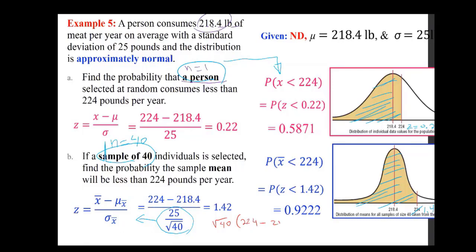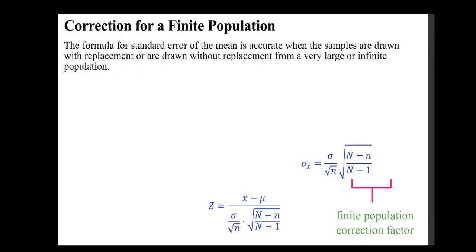So if I were to rewrite this, it becomes square root of 40 times 224 minus 218.4 divided by 25. Correction for a finite population. The formula for standard error of the mean is accurate when the samples are drawn with replacement or are drawn without replacement from a very large or infinite population. What you're looking at is called the finite population correction factor. I want to quickly explain that to you.